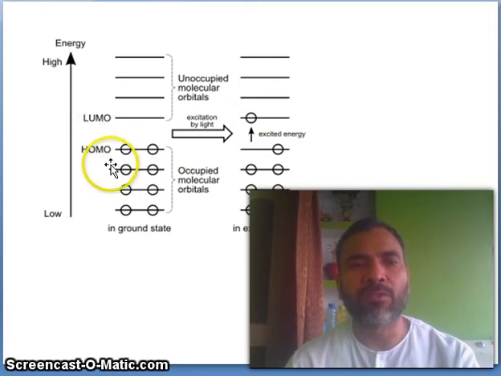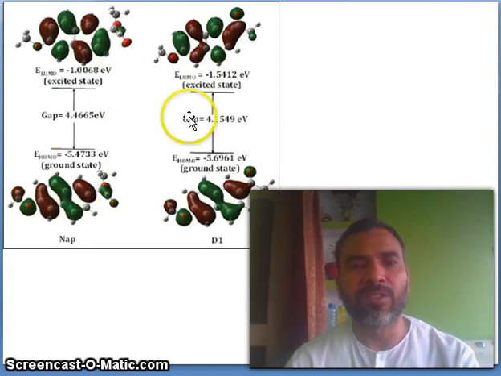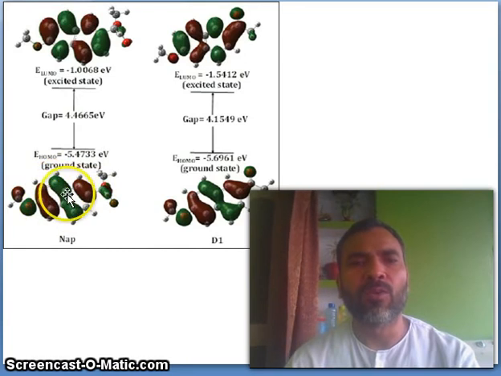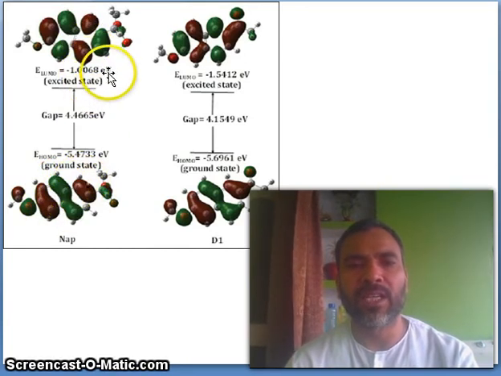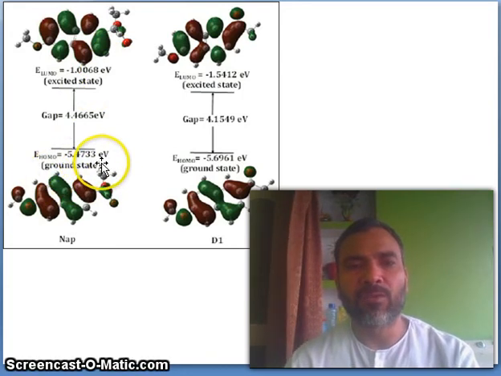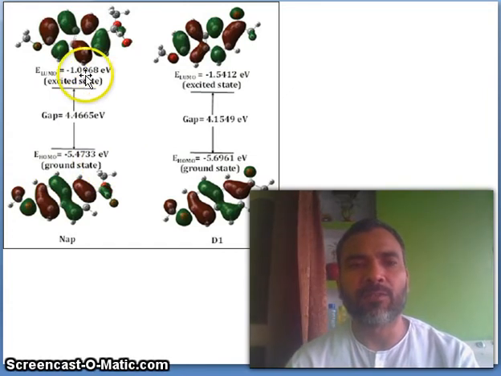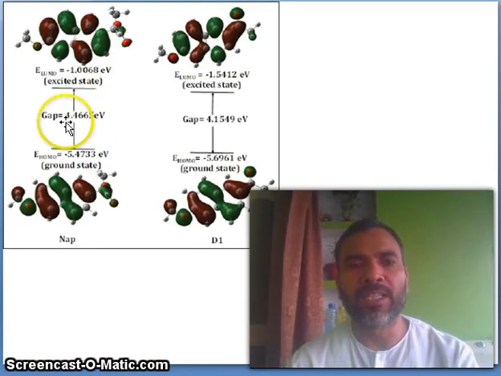If you know the energy of HOMO and the energy of LUMO, you can calculate many things with the help of mathematics. Look here. I took this figure from the literature. You see, this is the HOMO and this is the LUMO. This is the ground state and this is the excited state. HOMO has its own energy in electron volt, and LUMO has its own energy in electron volt. So the gap between HOMO and LUMO energy is this.